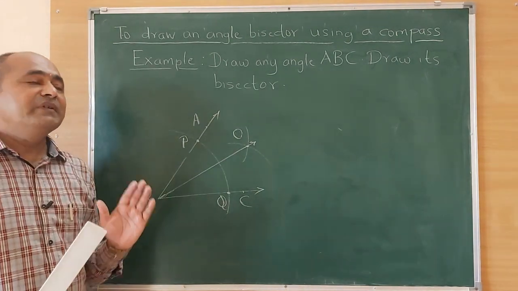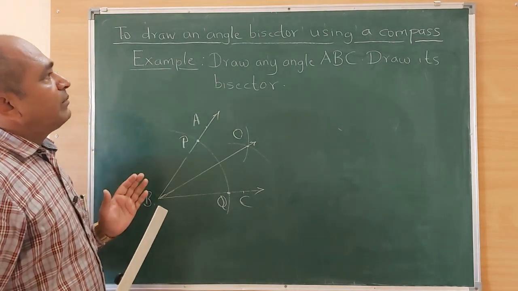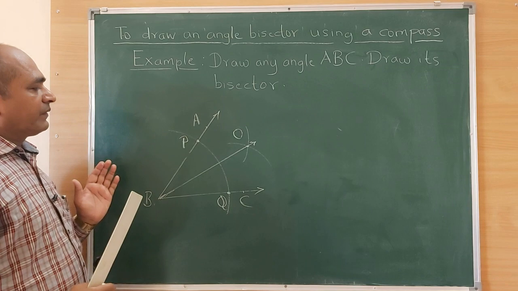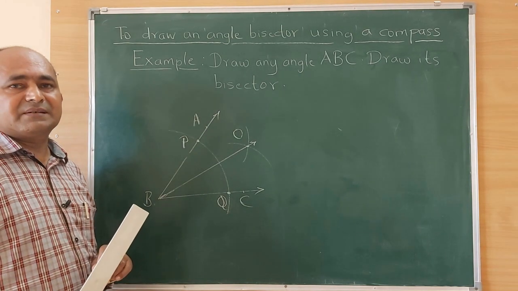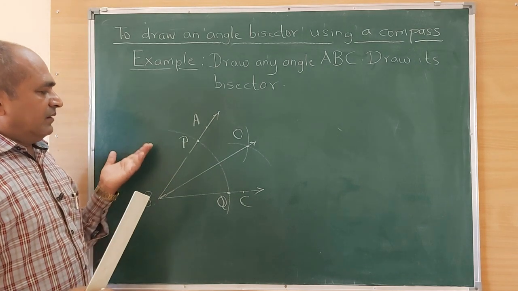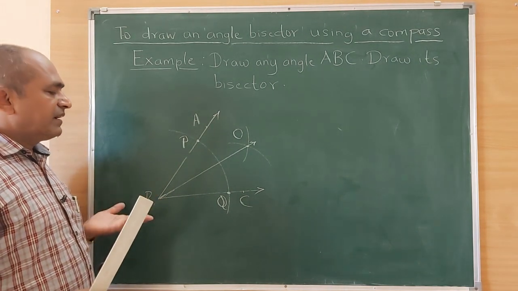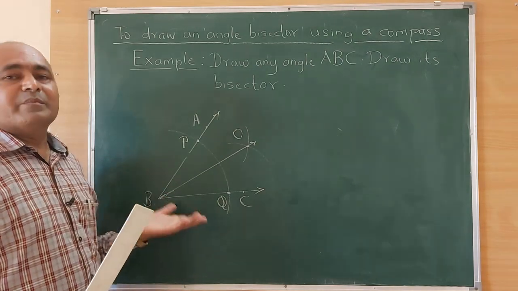So this is how we draw an angle bisector using a compass. So I hope you followed the steps, that by using a compass, how we can draw an angle bisector.